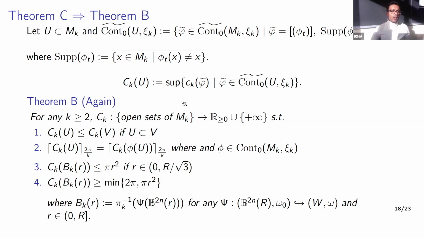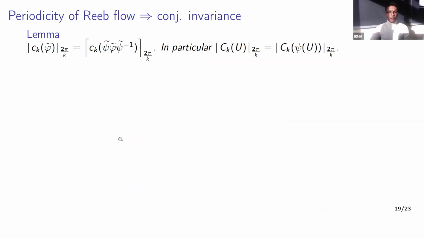In the remaining time, I will try to show how it works to prove the other properties. Okay. So the first one really follows from the periodicity of the Reeb flow. More precisely, it follows from the fact that the 2 pi over k integer part of the spectral selectors is invariant under conjugation. And this implies directly that the capacity is invariant by contactomorphism.